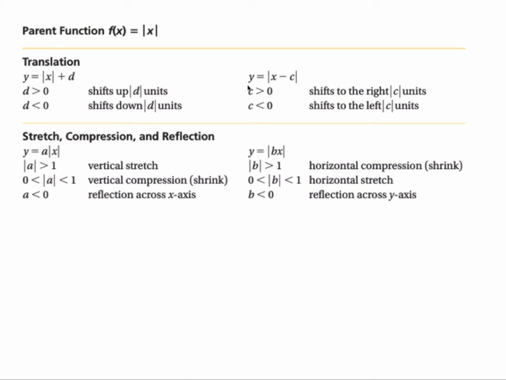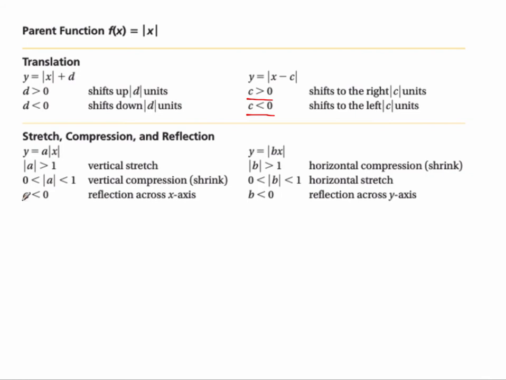When you have y as the absolute value of x minus c, that is a shift to the right when c is positive and a shift to the left when c is negative. Remember, it's going to seem like it's backwards. It's really not, though. When you have a times the absolute value of x and the absolute value of a is greater than 1, then you're going to have a vertical stretch. When the absolute value of a is between 0 and 1, you're going to have a compression or a shrink.